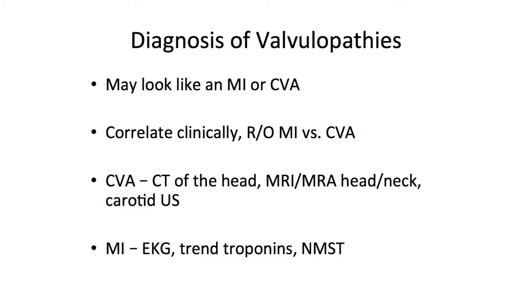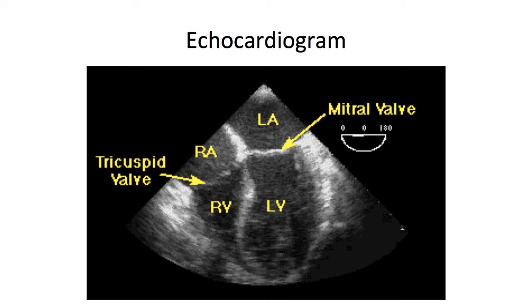For a stroke, testing often includes a CT of the head without contrast, an MRI and MRA of the head and neck, and a carotid ultrasound. For a myocardial infarction, the workup will include an EKG, a troponin trend, and a nuclear medicine stress test. The echocardiogram will show movement of the valves as well as the blood flow.